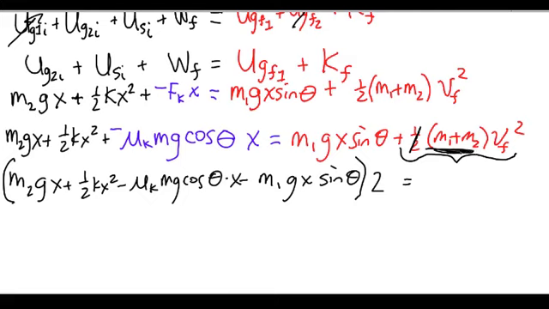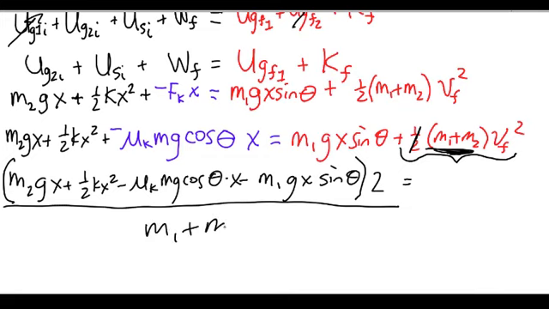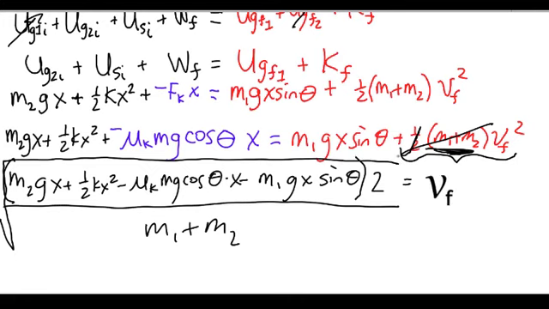How do I get rid of this thing? You could divide it. Divide that. And then this is m1 plus m2 on the bottom. Now I got rid of that, and then how do I find v final by itself? Square root. Square root of this whole mess there. And that is your solution for the final speed.